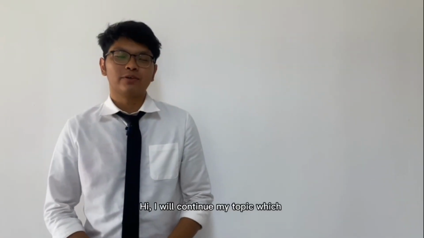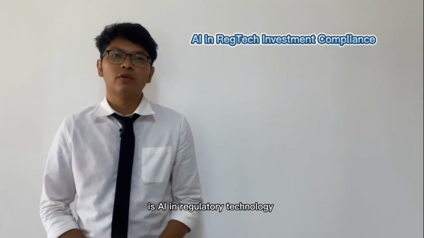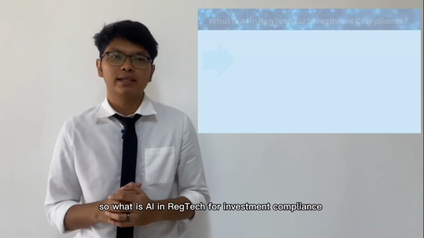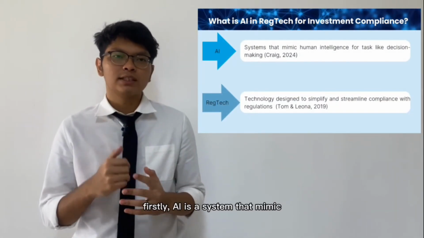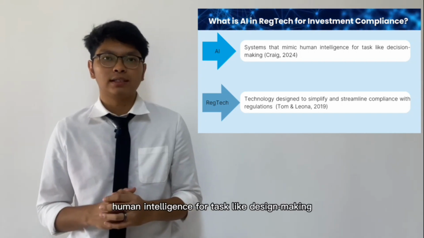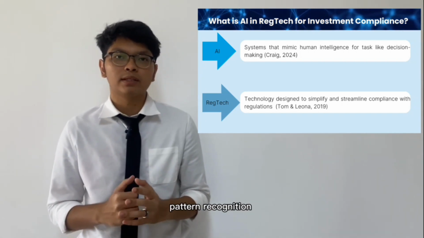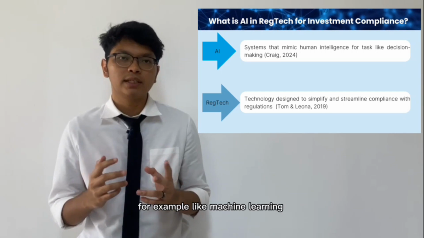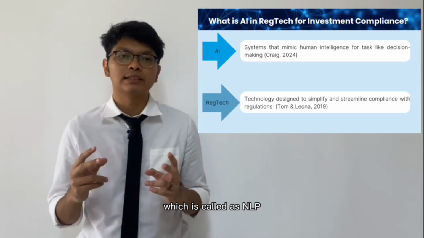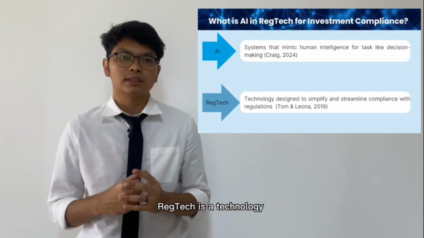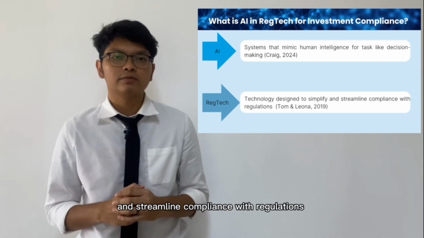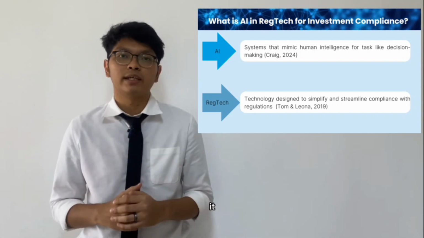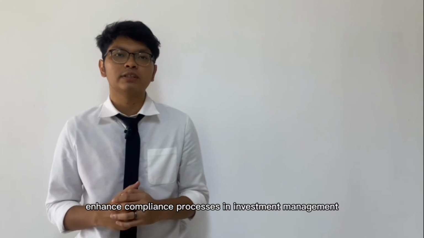Hi, I will continue my topic, which is AI in regulatory technology for investment compliance. So what is AI in RegTech for investment compliance? Firstly, AI is a system that mimics human intelligence for tasks like decision-making and pattern recognition, for example, machine learning and natural language processing, which is called NLP. RegTech is a technology designed to simplify and streamline compliance with regulation. So generally, it enhances compliance processes in investment management.